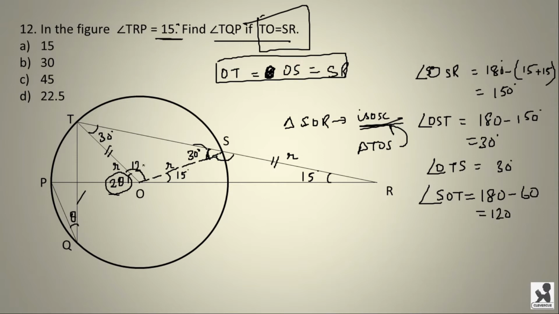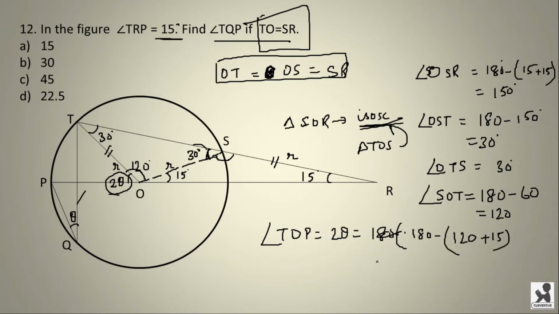So angle SOT is equal to 120 degrees. To find angle TOQ, we can find angle TOR and subtract it from 180 degrees. So angle TOP, which is equal to 2 theta, is equal to 180 minus (120 plus 15), which is equal to 180 minus 135, which is equal to 45. So 45 is the right answer.